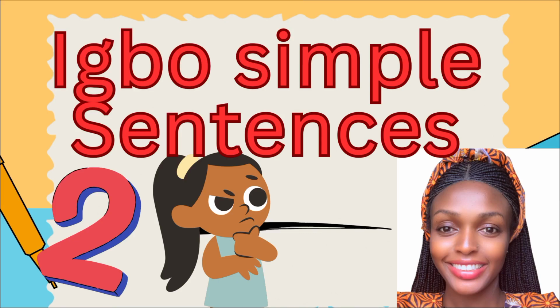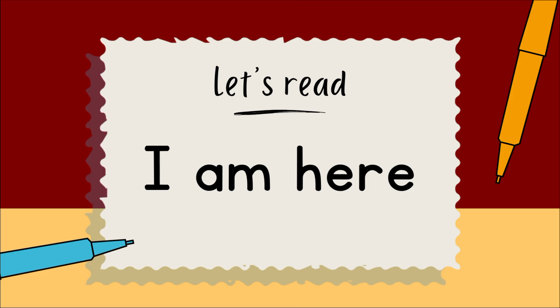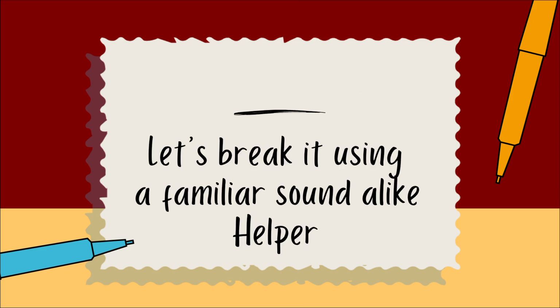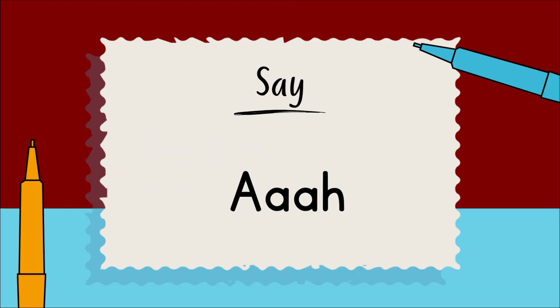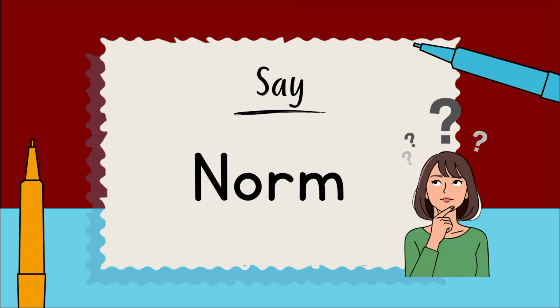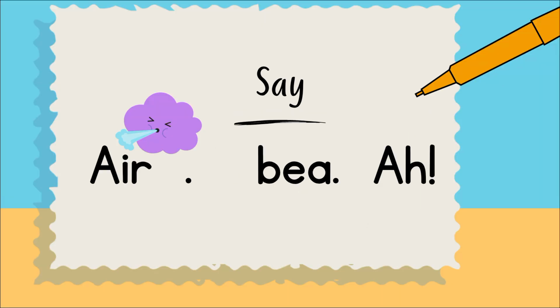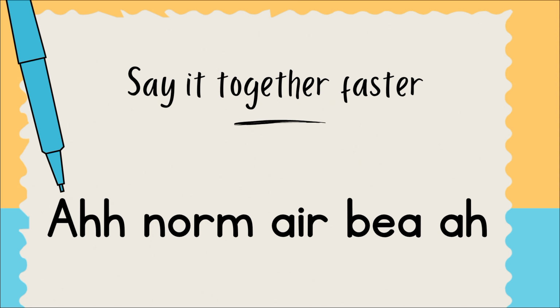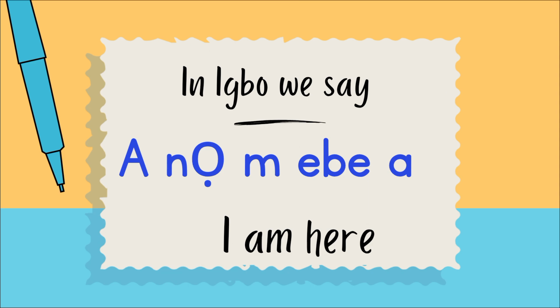Let's learn another simple sentence in Igbo. To say I am here in Igbo, let's use our familiar sound. You say "a", then you say "nom", then "be a". So together, fast: anom eba. So in Igbo, to say I'm here, you say anom eba.